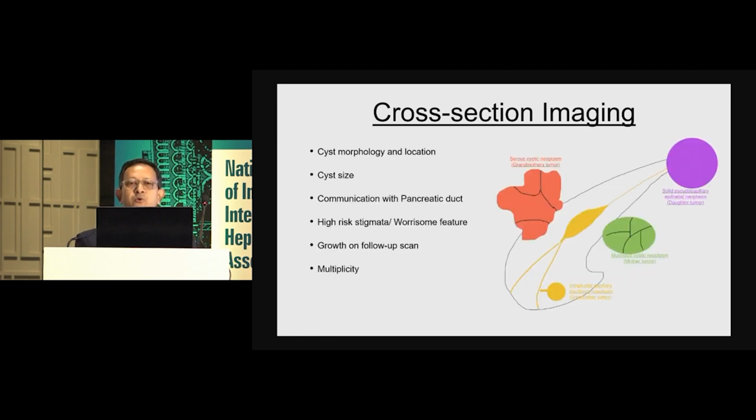So whenever we do a cross-sectional imaging study, the reporting must include the cyst morphology and location, cyst size, communication with the pancreatic duct, whether high-risk stigmata are present or not, growth on follow-up scans, and the multiplicity of the cyst.